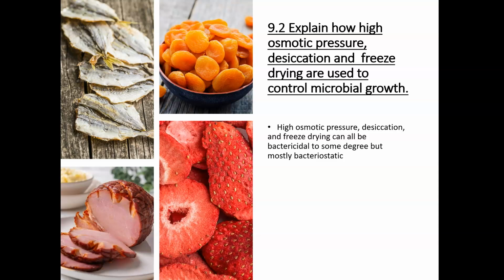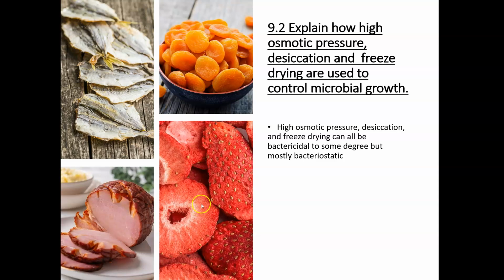Desiccation simply means removing water. So here's an example of high osmotic pressure. They added salt to fish, or you added salt to ham, salt to meat to make ham. Desiccation would be just drying apricots, leaving them out in the sun or in a dryer and letting the water be pulled out. Or freeze drying is a special technique where in this case strawberries are flash frozen, and then there's a technique that pulls the water out of it.